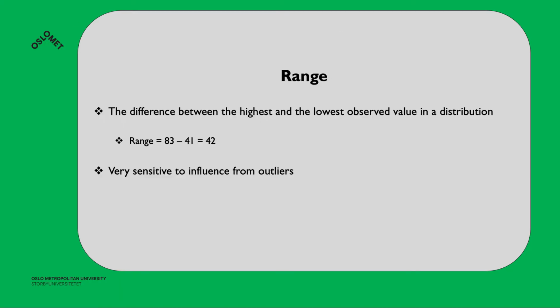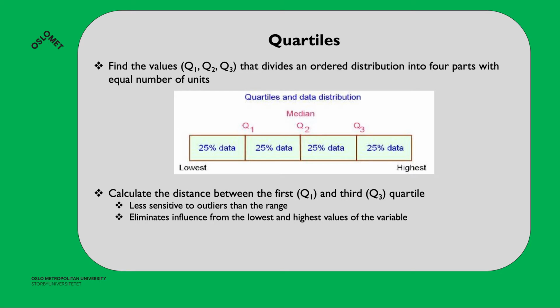Okay, so we have the range. That's the difference between the highest and lowest observed value in the distribution. If we look at our total distribution of life expectancy, it goes from 83 to 41 years, so the range is 42 years. And it's very sensitive to influence from outliers, because the outliers go directly into the calculation of the range. But then you have quartiles.